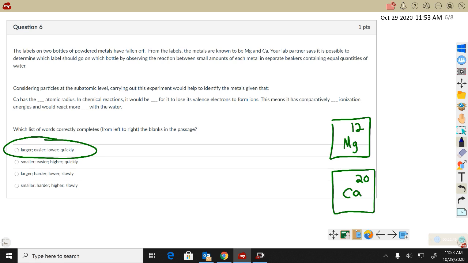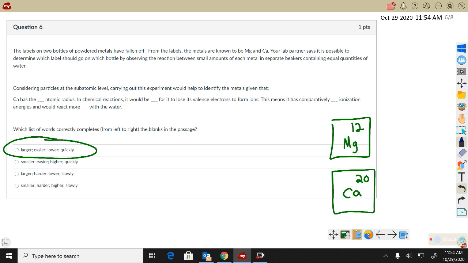Your lab partner says it's possible to determine which label should go on which bottle by observing the reactions between a small amount of each metal in separate beakers containing equal quantities of water. Okay, so if I know anything about these trends, and I look at magnesium versus calcium on the periodic table, they're in a group going up and down. So calcium should have a larger radius. It's got electrons distributed amongst more energy levels.